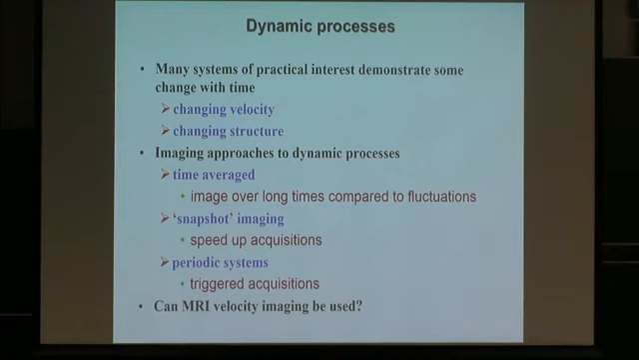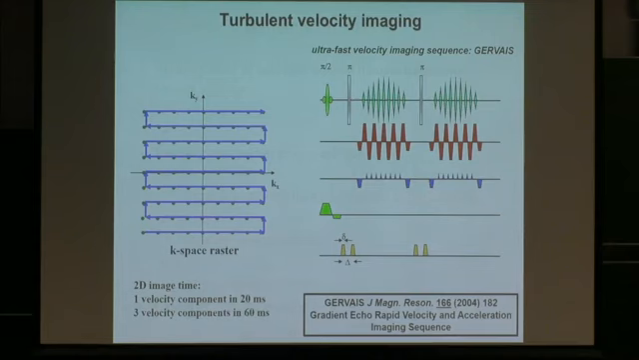So can we use MRI to look at turbulent flows in particular? Well, this is something we did a few years ago, where the idea is we've got our k-space raster, we need to acquire all of those points, and if you do it from a single shot, single excitation, we can cover this whilst getting velocity information as well as the information about where the particles are. We can get our velocity image here in 20 milliseconds. That would give us one component of velocity. If we want a description of the 3 orthogonal components of the velocity, then we can do that in 60 milliseconds.